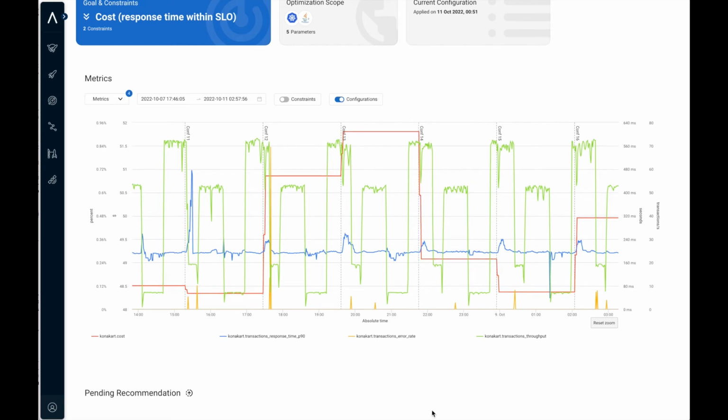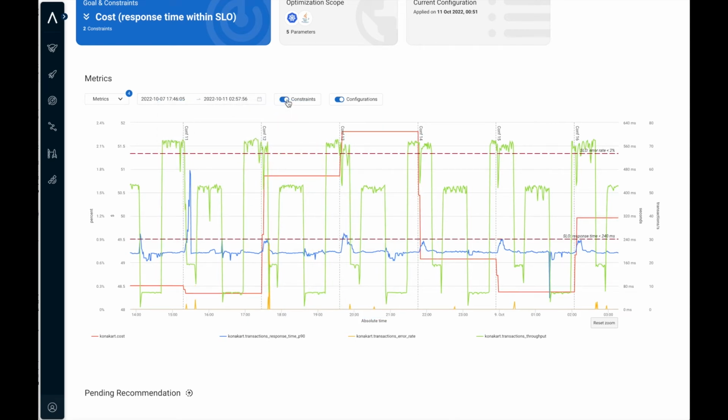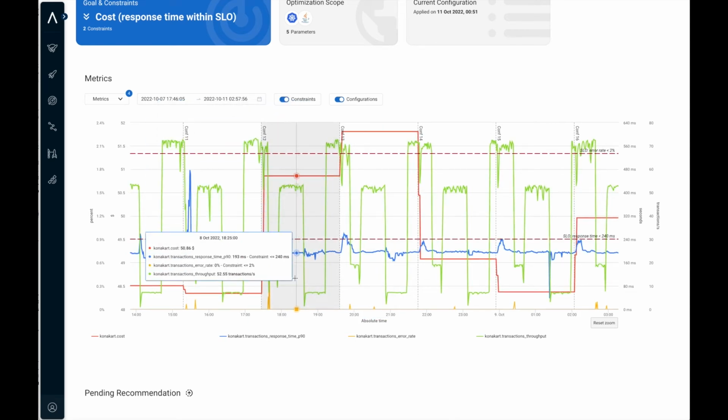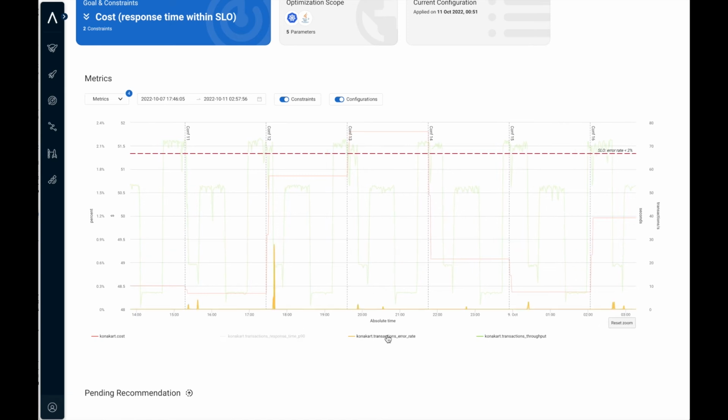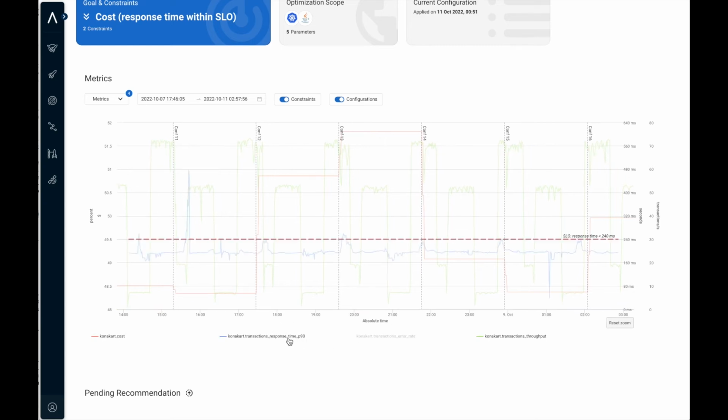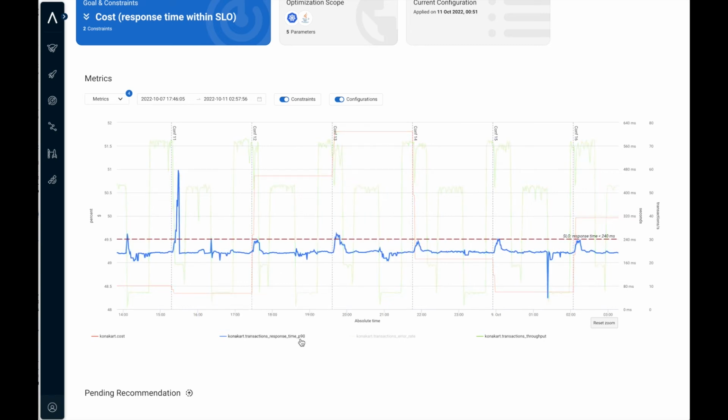Let's now have a look at constraints. We can see them overlaid on the chart. And let's look at each one of them individually. Transaction error rate stays well below the error rate of 2%, which was set as SLO. If we look at response time, we see that there was one peak that went over the response time of 240 milliseconds that was set as a constraint.